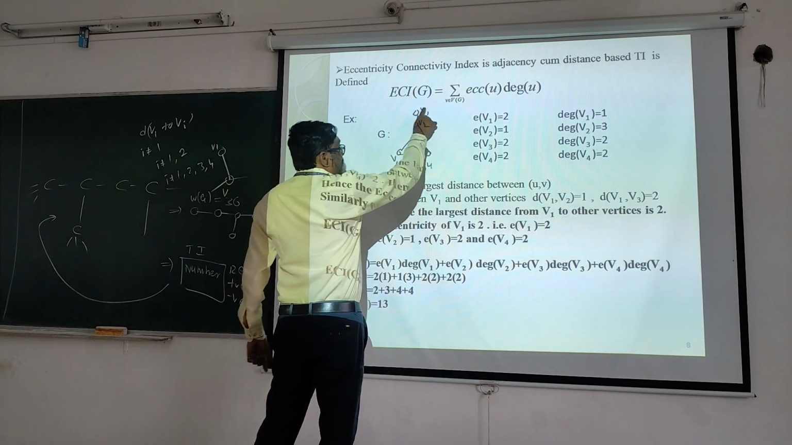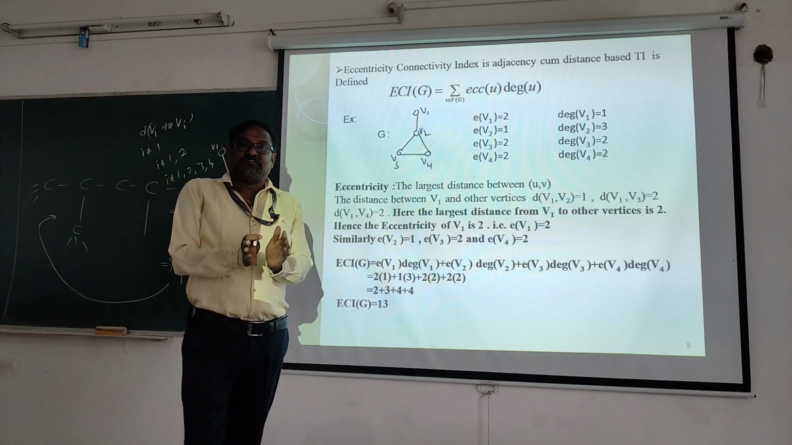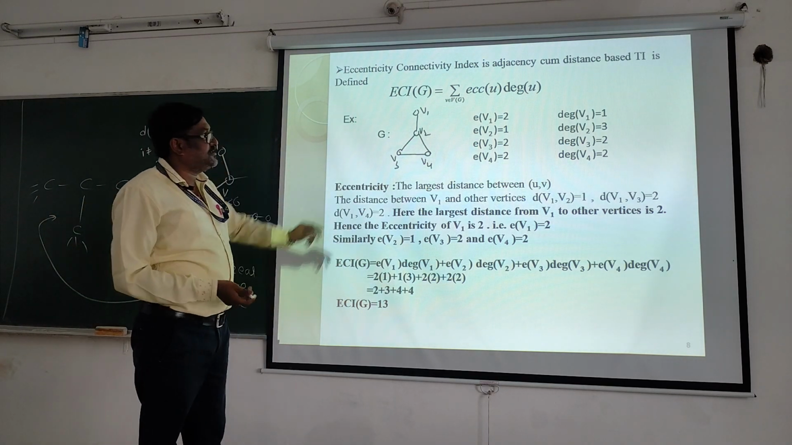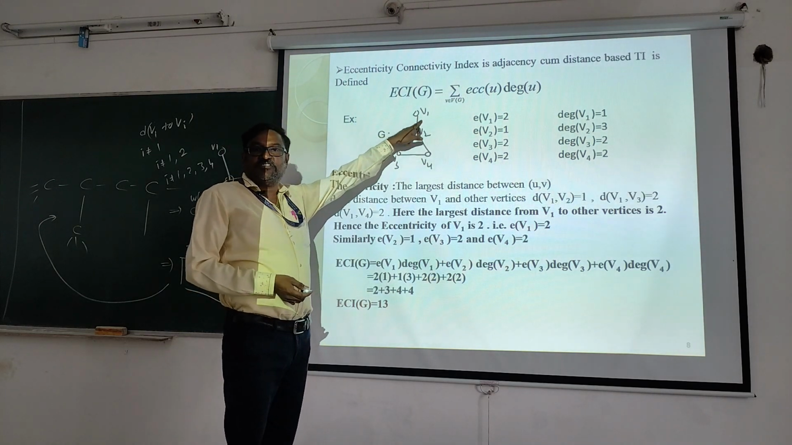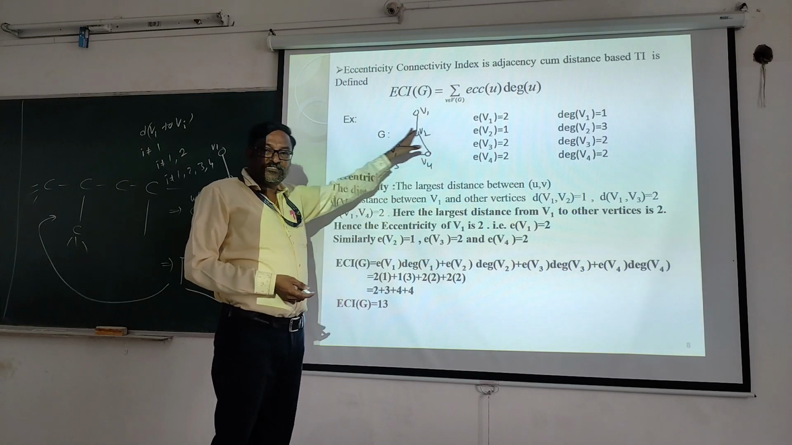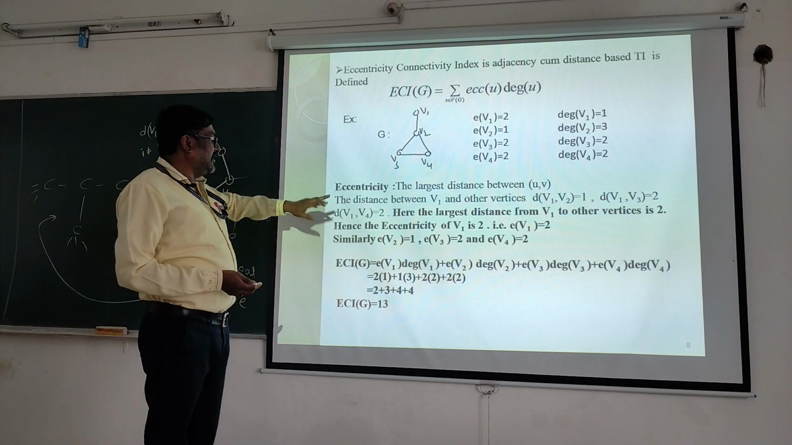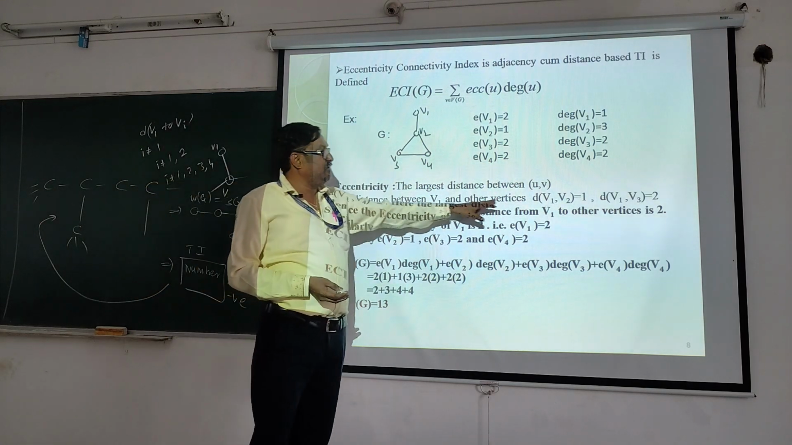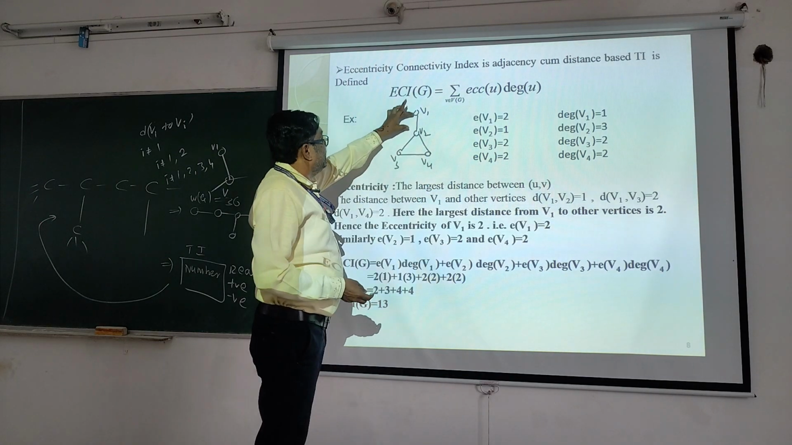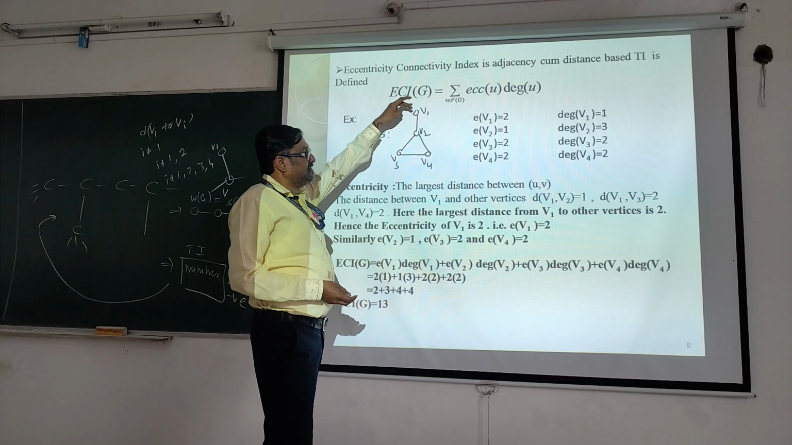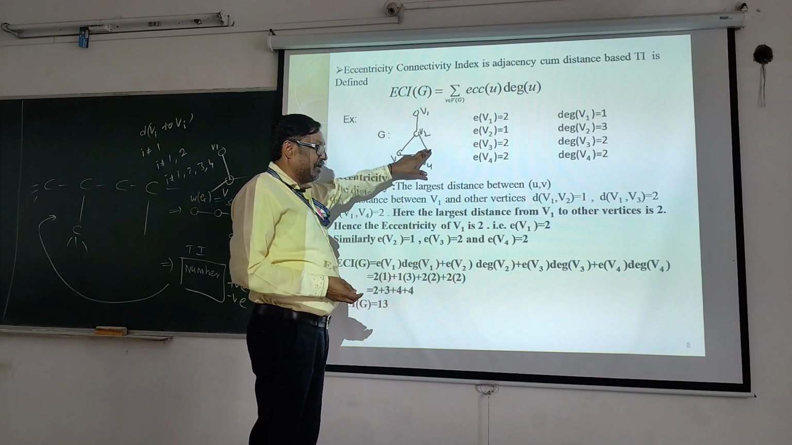Before going to find the eccentricity of V1, let me explain what eccentricity is. Eccentricity is the largest distance between u and v. Here I am interested in the eccentricity of V1, so I need the largest distance from V1 to the other vertices in the graph. So here I am writing distance of V1 to V2 is 1. Distance from V1 to V3 is 2. Distance from V1 to V4 is 2 again.